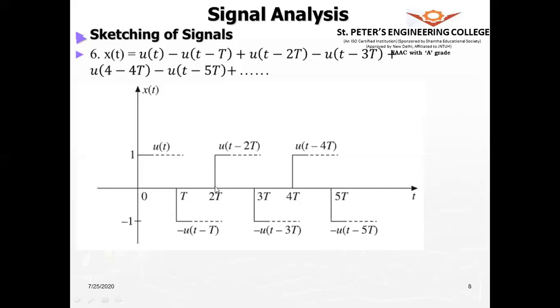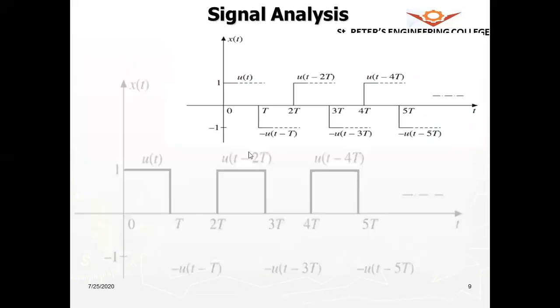At 2t, there is a unit step, so again the amplitude will go positive and continue up to 3t. At 3t, there is a negative step of -1, so +1 -1 will again become 0 at 3t and continue. At 4t it will be a plus amplitude, and at 5t, +1 -1 will become 0 and it will come down to 0. So it will be like a square signal like this.